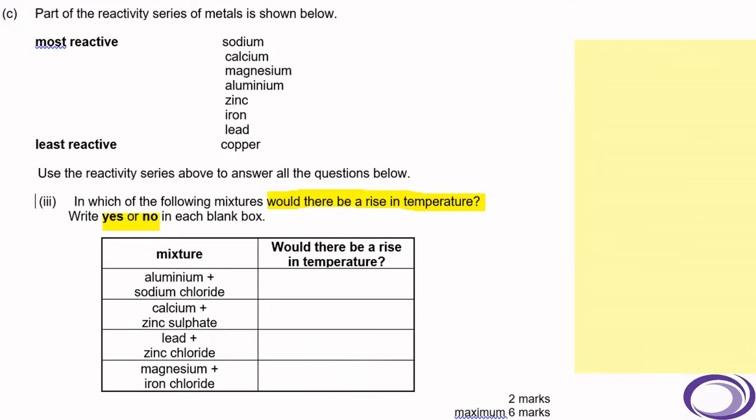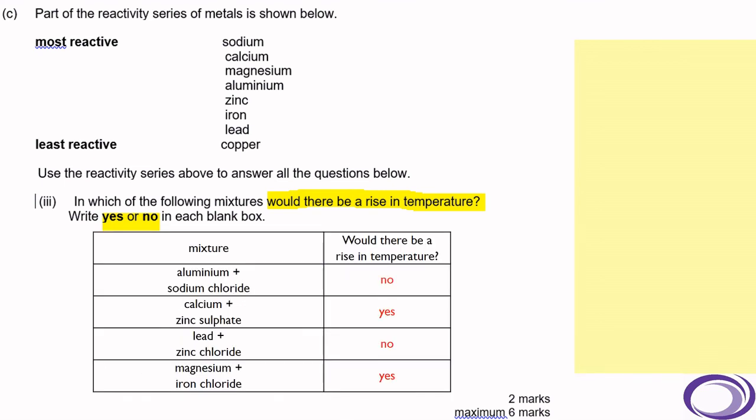Then you were asked which of the following mixtures would show a rise in temperature. So you wouldn't see a rise in temperature for aluminium and sodium chloride, because aluminium's less reactive than the sodium. For calcium and zinc sulfate, you would, because calcium's more reactive than the zinc in the zinc sulfate. Lead and zinc chloride, you would not get a rise in temperature, because lead is less reactive than the zinc that is in zinc chloride.